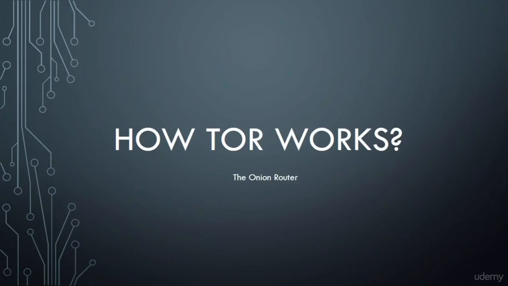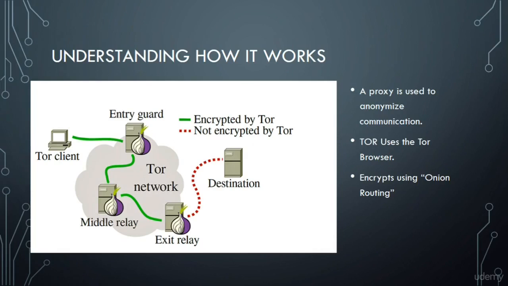And in this video we're going to be looking at how Tor works, what Tor is and how it works. So basically Tor is the relay of networks that we're going to be using to connect to the deep web or the dark net. Now Tor basically means the onion router. So let's get started.